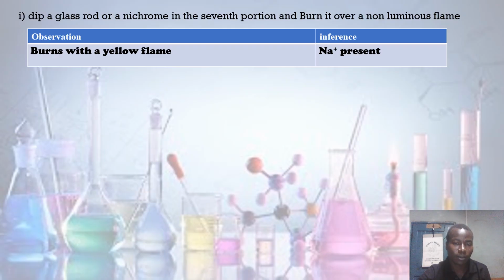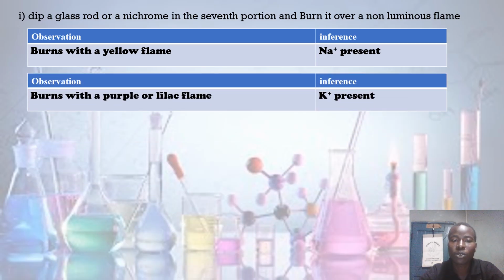Like I have dipped the nichrome wire in that given solution, and I have burnt it over a luminous flame. So how is the learner expected to make the observation? The learner is expected to talk about the solution: that given solution burns with a yellow flame, or that given solution burns with a lilac flame. So if it burns with a yellow flame, then it means that the ion which is present is sodium.